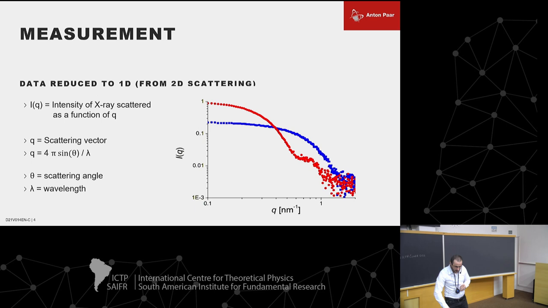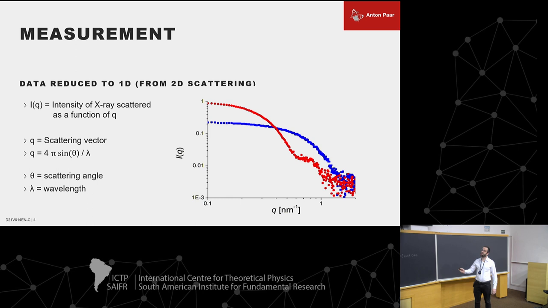Good. This is normally the result we obtain from a SAXS analysis. This is the 1D plot reduced from the 2D scattering images, right? The important part of this plot is that we have the scattered intensity on the y-axis and, on the x-axis, the Q value, which relates to the distance from the sample to the detector.